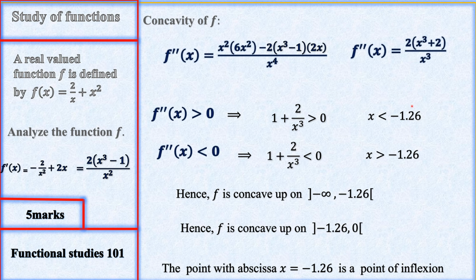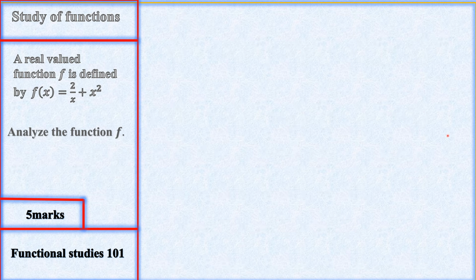You can see that it changes its concavity about this point. You can see the same value. So that point is always a point of inflection. Like I said, when we solve this equation, we got this point of inflection. So now let's study the intercept of the function f.